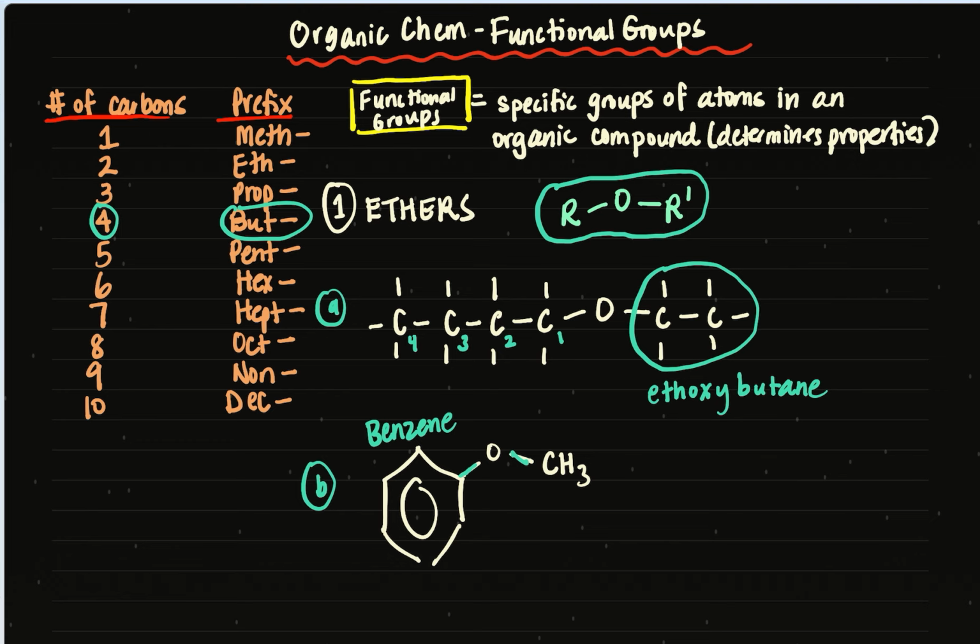That's my parent chain. This is going to be my substituent group, and it's a 1-carbon meth or methyl. But remember, because it's an ether, we're going to change it to methoxy. So if we put this together, this whole compound is called methoxybenzene. Okay, and again, those are some fairly simple examples of how we can tackle ethers.